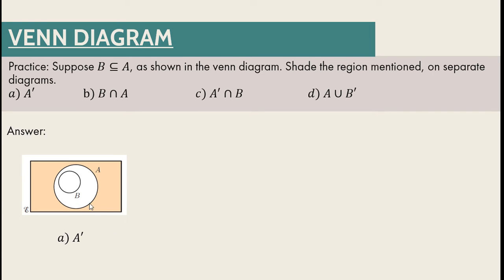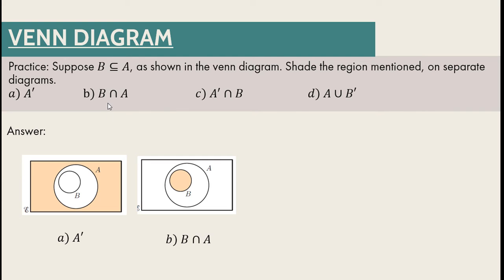This is the A prime. A prime is the section that does not belong to A. It will look like this. Now the intersection of B and A. We know that because the circle B is completely inside the circle A, because B is a subset of A, it means that the intersection of A and B is nothing but the set B itself. See that? Intersection of A and B is the part that belongs to both A and B at the same time, and in this case, it is the entire set B.